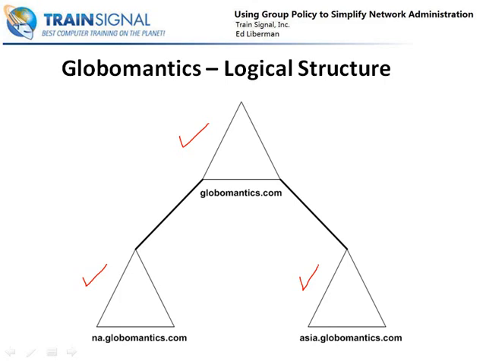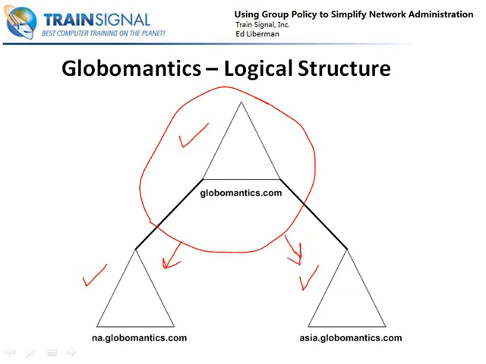Now, in this particular instance, we have one tree. We know it's a tree because we have this top domain, but then each of the other two domains share the namespace. In other words, they all share this globalmantics.com namespace. So that's what makes this a single tree. And because this is all part of one overall Active Directory infrastructure, this is also the Global Mantics forest. Okay, so that's the logical structure of our Global Mantics network.